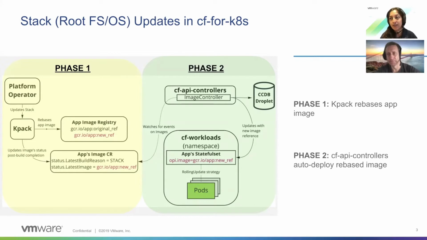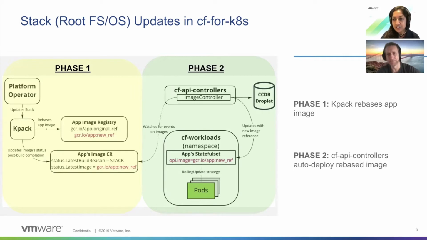And this is how we're optimizing the Kubernetes native technology of this rolling update strategy, for example, to make this happen in a very automatic and seamless manner. And finally, the image controller will update the corresponding app's droplet in CCDB so that following pushes of the app will automatically have this new stack on it.